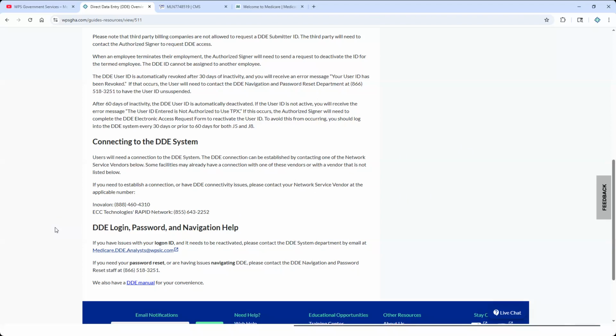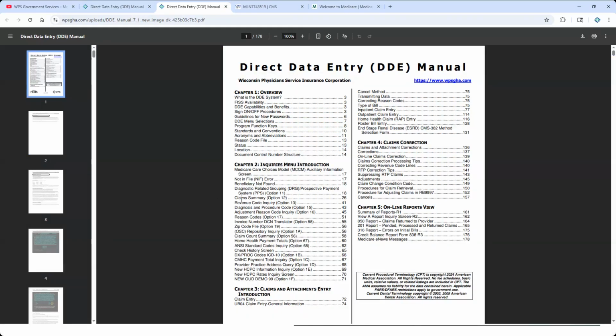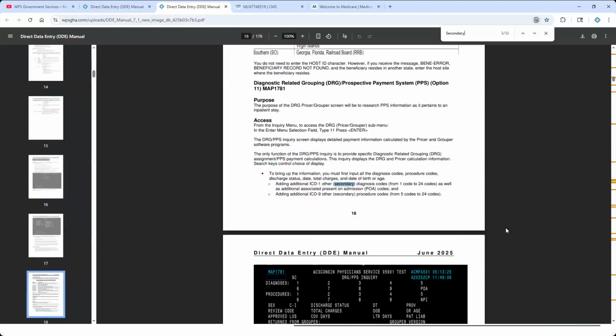Aline, anything? Within that DDE manual, Tom, there is information about the fields that are required for Medicare being the secondary payer. There are what we call CAS fields. And so if any of the users need that information, my recommendation is to come out here to the manual, do a Control F, and put in secondary or CAS to find the information, and it'll tell you exactly what pages and what fields will be needed.